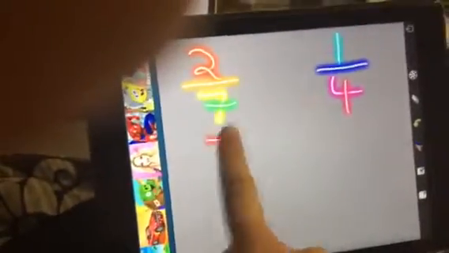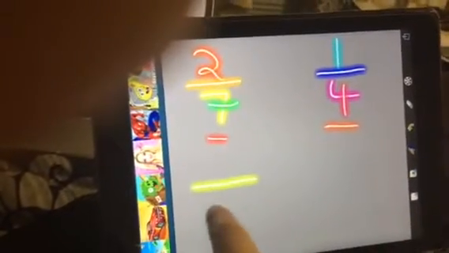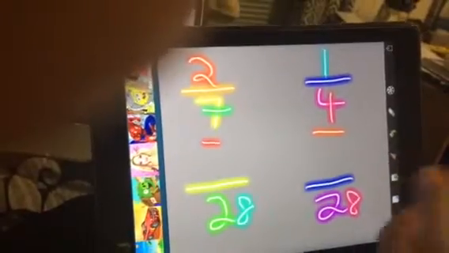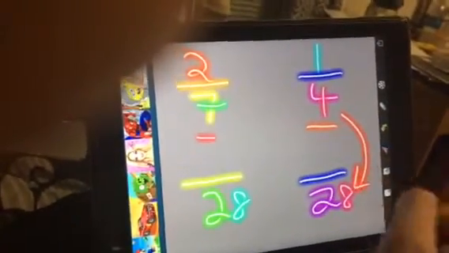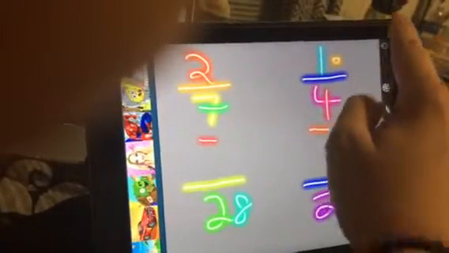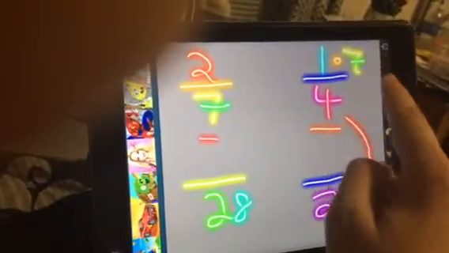So I chose the fractions 2/7 and 1/4, and the common multiple of 7 and 4 is 28. So that's going to be my common denominator for both fractions. And to get from 4 to 28, we multiply by 7. And so we're going to multiply 7 on the numerator here.